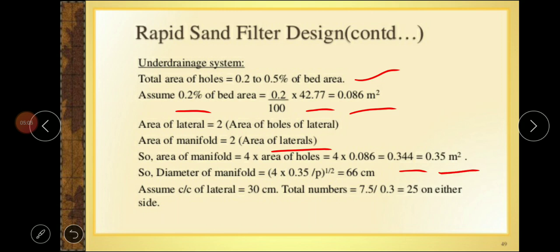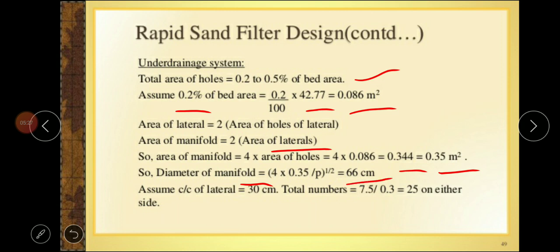Now the diameter of manifold: area is equal to pi d square by 4, so d is equal to 4 into 0.35 divided by pi, to the power of 1 by 2. So it is taken from the alternate equation. Therefore the diameter of the manifold is 66 centimeter.